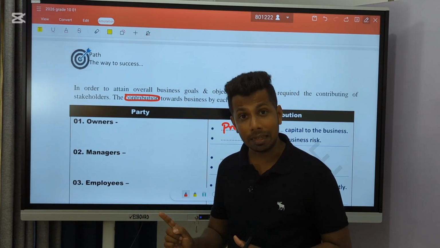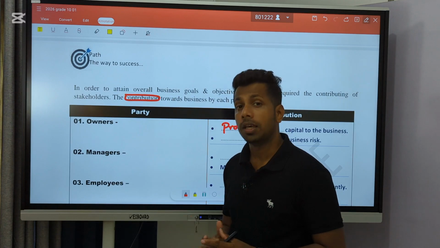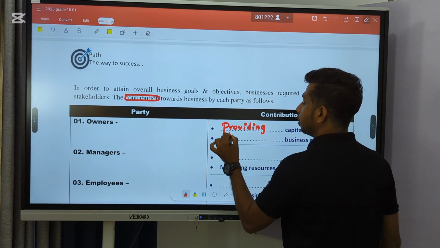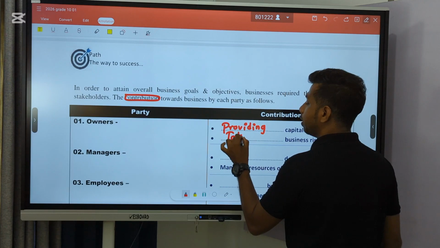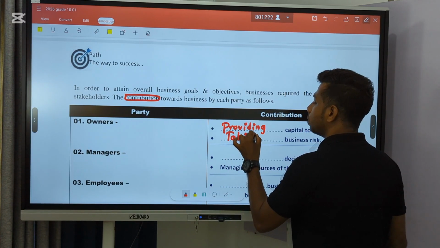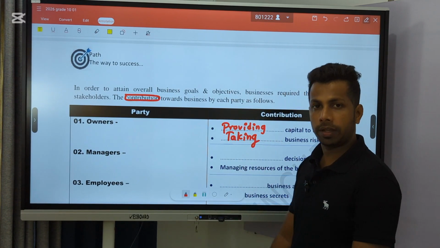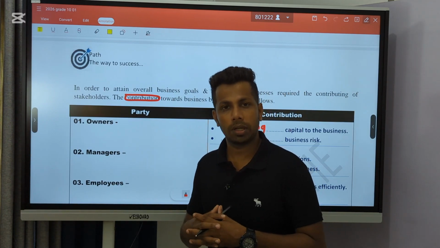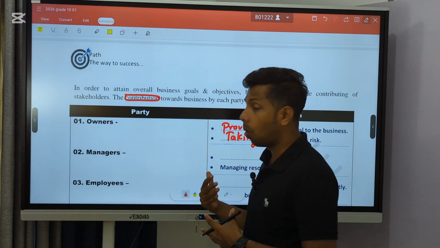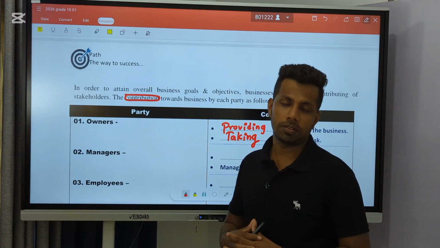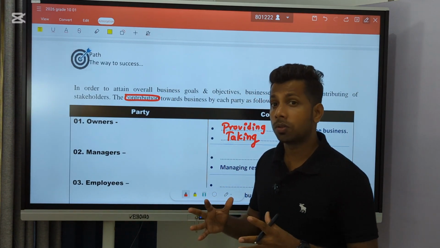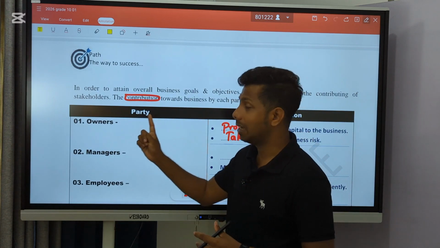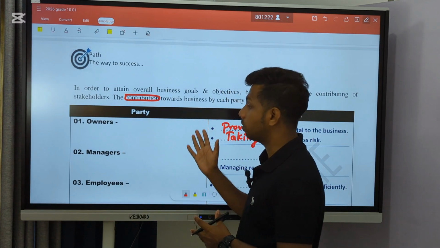So business needs owners because we can see contributions like providing capital, and another one, taking business risk. Who takes risk? The owners. Managers or employees, they don't take risk. Mainly the owner or the owners take risk, right? So that is also a major contribution. So business has an interest in its owners because of these contributions.